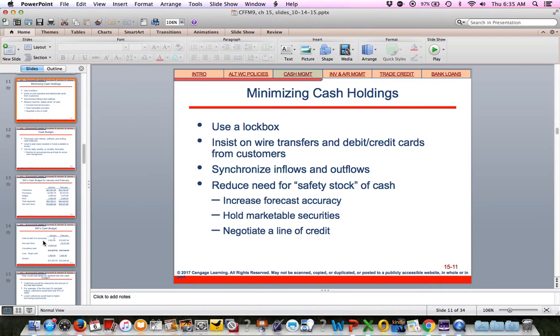Next is minimizing cash holdings, and the issue here of course is that when you hold cash, cash doesn't really do a lot for you. You need to have cash, clearly. Everybody knows that. You need to have cash in the bank so you're liquid enough to be able to pay your current bills and not have to worry about your cash balance. However, if you have too much cash, your money's really not working for you.